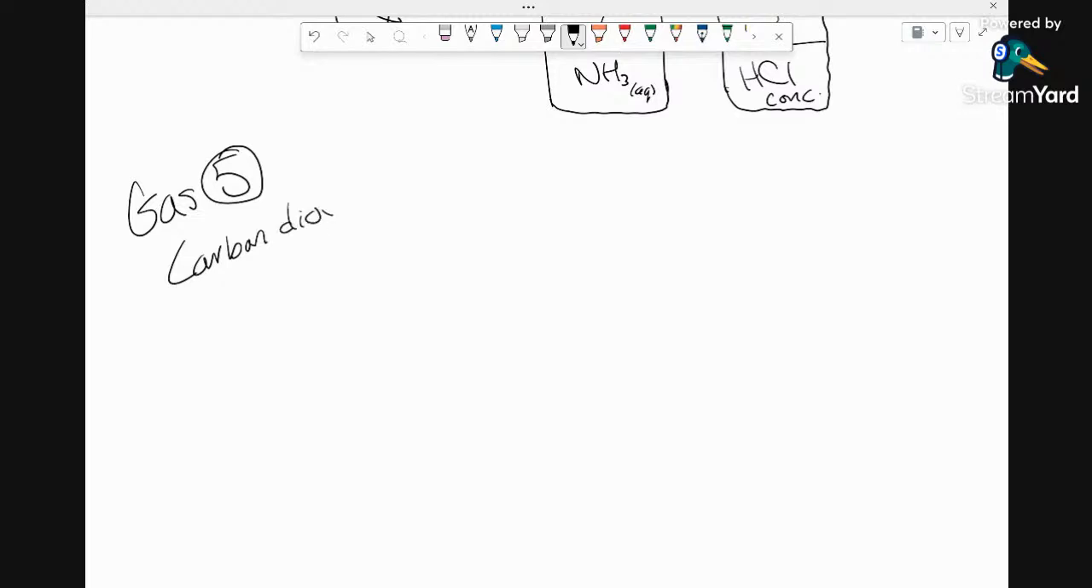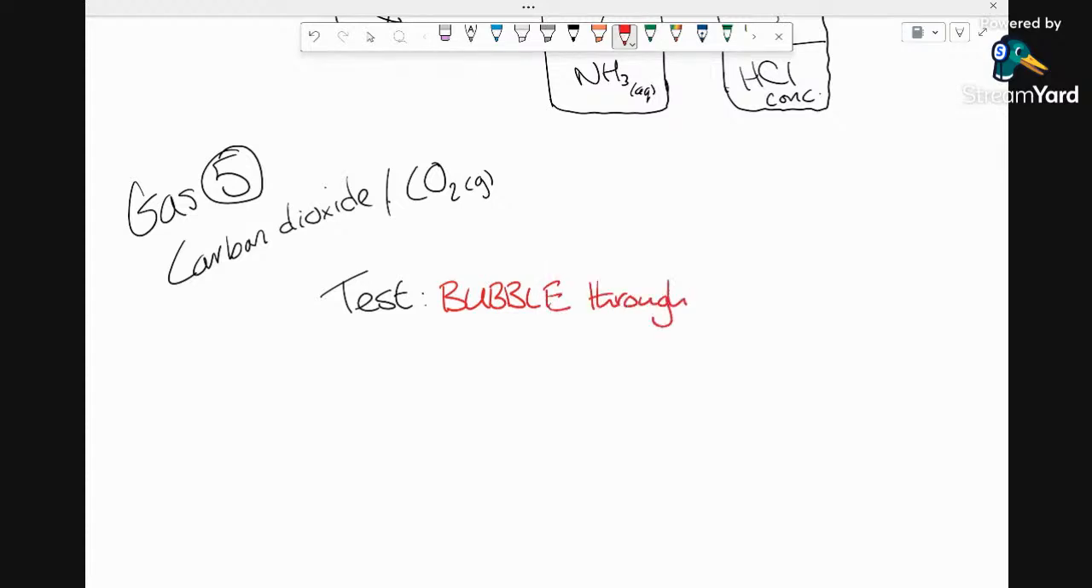Okay, carbon dioxide, CO2, gas. State symbols. Now, carbon dioxide gas, you guys have known this forever. The test is, now, by the way, guys, notice my capitalization and changing words, because the amount of students who forget this: bubble through. You need this, folks.